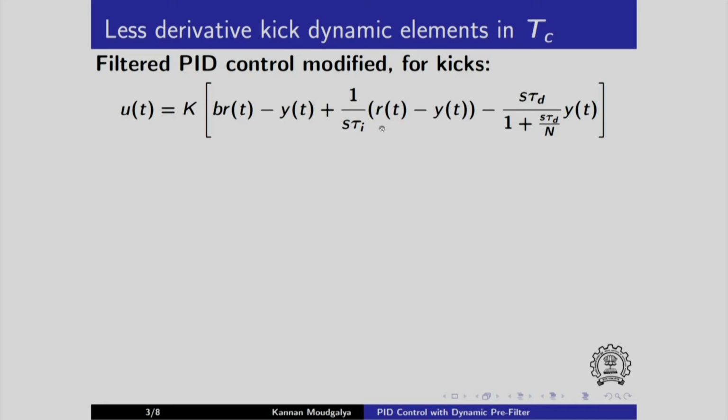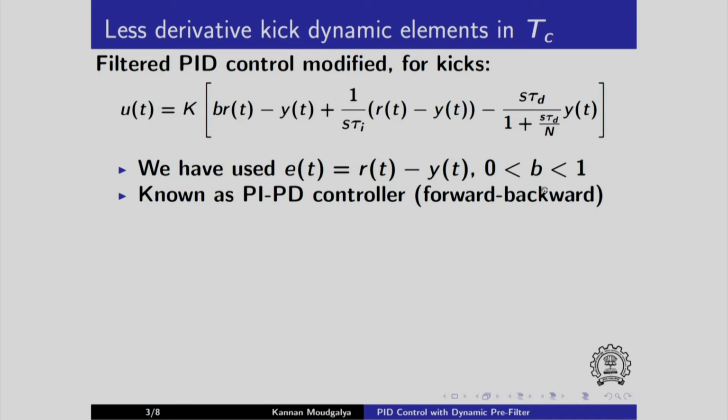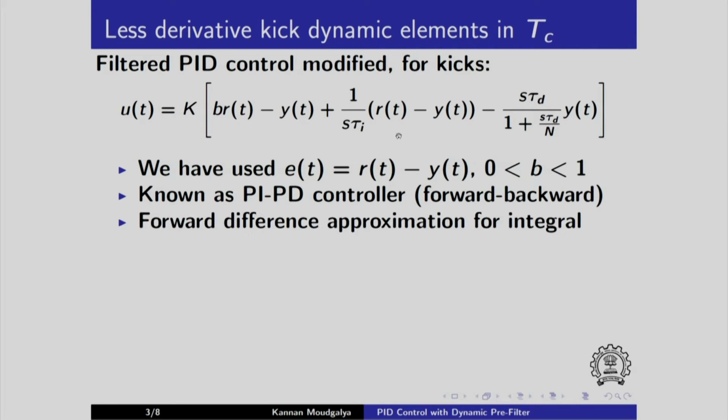Here is the filtered PID control modified to take care of kicks. Now the reference signal comes in integral form. It also comes partly in the proportional mode. This is done so as to increase the speed of response, and we have used E of t equals R(t) minus Y(t), that is an error term. We will take b to be in the range 0 to 1. This is known as PI-PD controller.